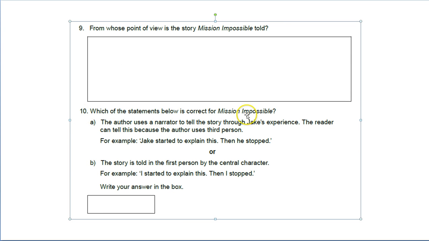Which of the statements below is correct for Mission Impossible? Is it A, the author uses a narrator to tell the story through Jake's experiences? The reader can tell this because the author uses third person. For example, Jake started to explain this, then he stopped. Or is it B, the story is told in the first person by the central character? For example, I started to explain this, and then I stopped. You look over the words in your story and see if you can see a lot of the words I did this, I did that.